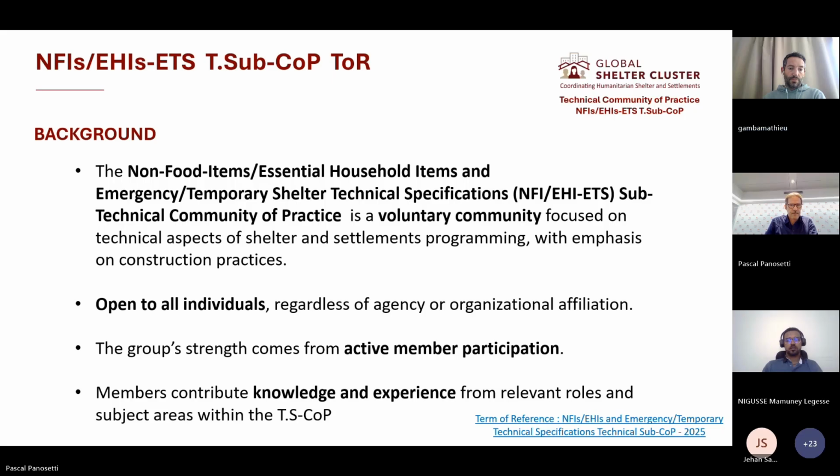Then quickly, the background of the COP. As Pascal mentioned, we combine NFI and emergency temporary shelter. We are all volunteers, so it's open to everybody. Basically, everybody can join us, and depending on your availability and your time, you participate and are involved in different meetings.